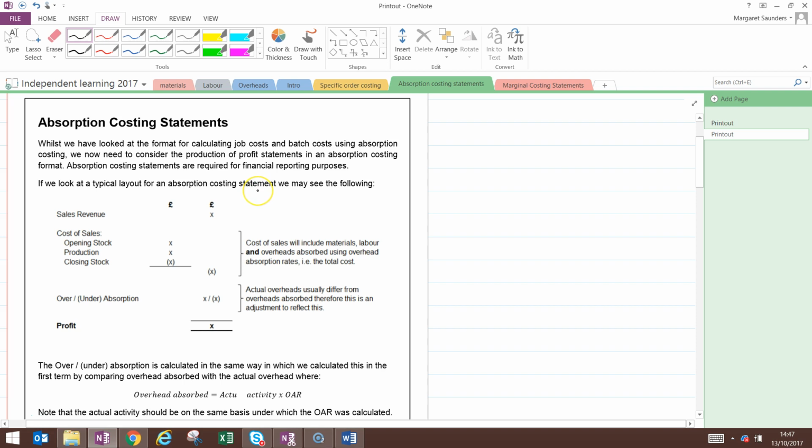We have the sales revenue, then we have the cost of sales. In order to arrive at the cost of sales, we need to consider any opening stock of products, the production cost, and any closing stock. And the cost of sales calculation is opening stock plus production minus the closing stock. And that gives us the cost of sales.